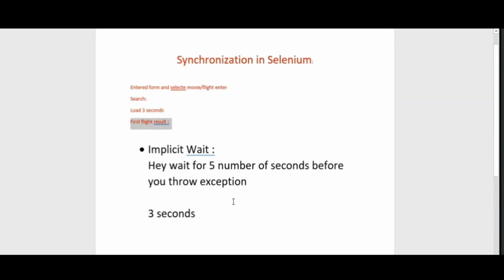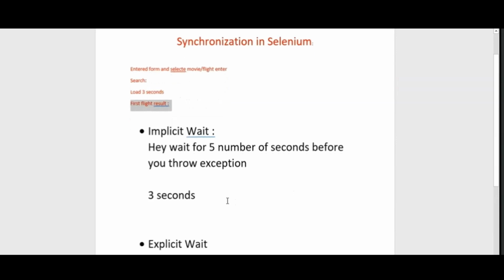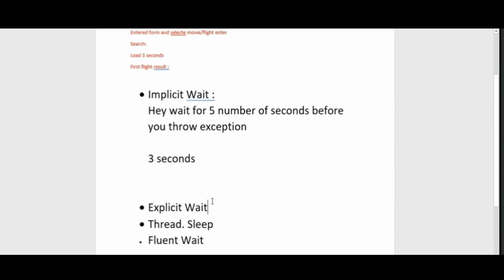That's about implicit wait. Now, in the next lecture, let's try to understand what explicit wait is, what the difference between these two waits is, and in what scenario which wait should be used in our test cases.